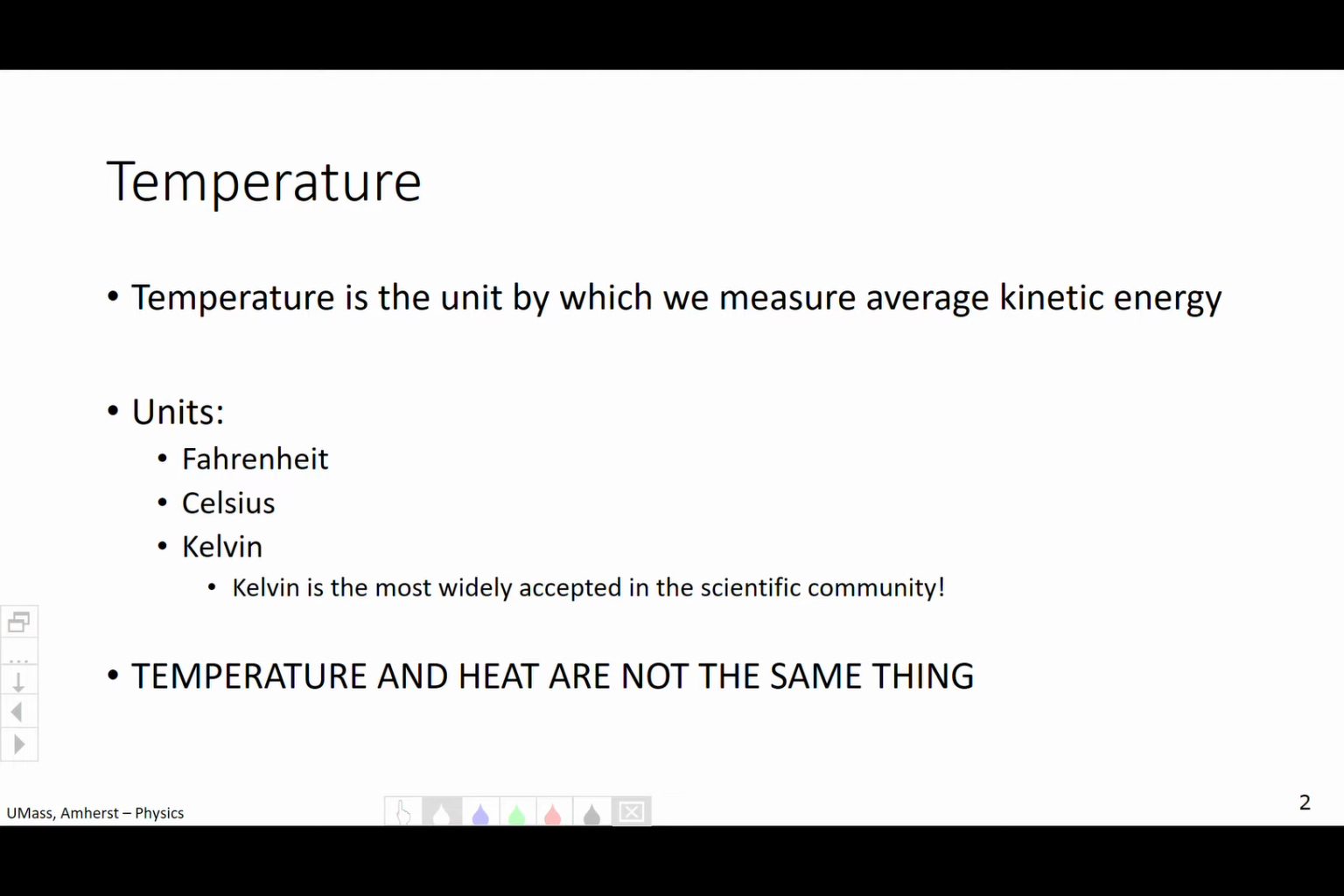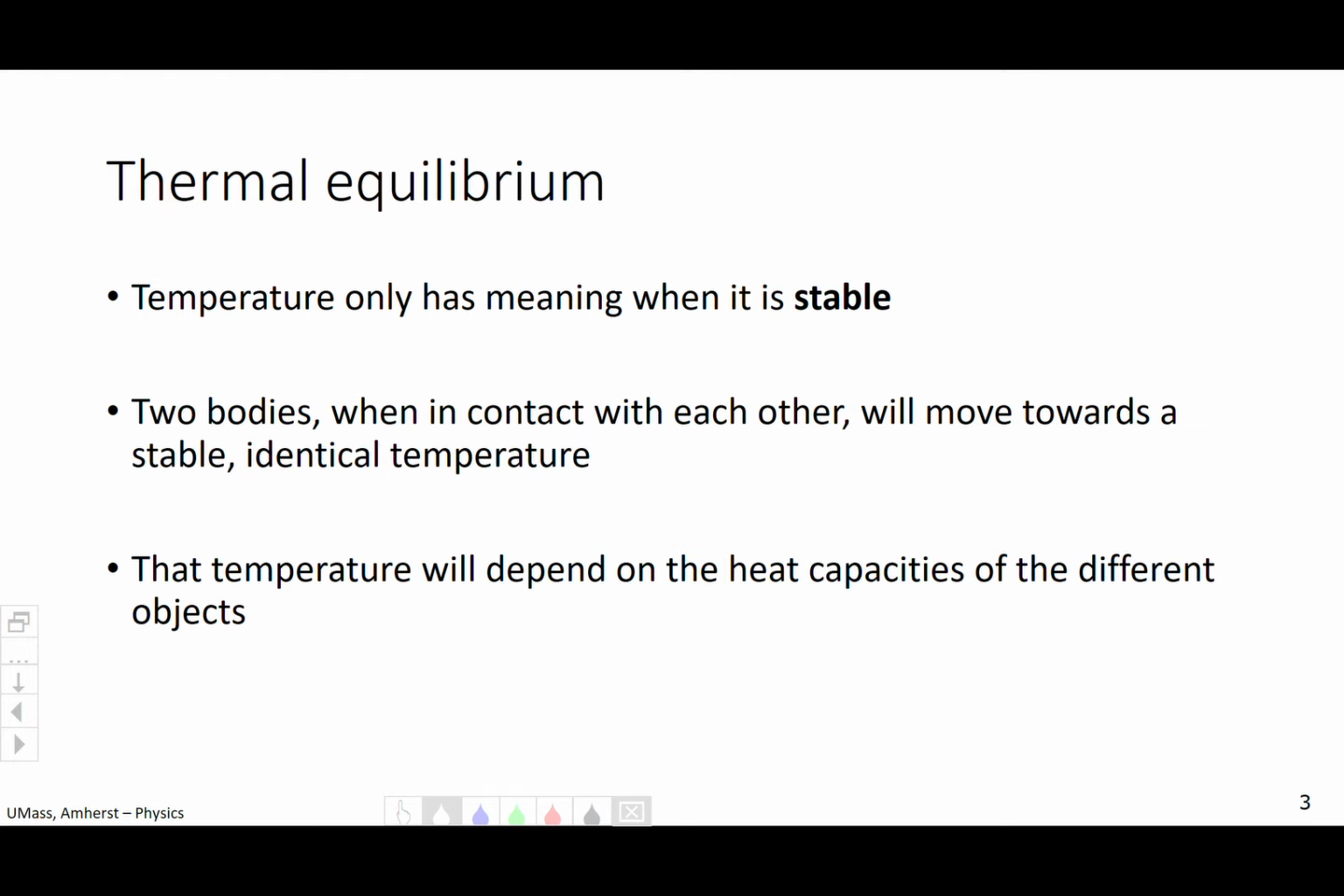So temperature and heat are not the same thing for the physics world. Temperature is a measure of kinetic energy, and heat is the transfer of energy. And we'll see more of that in a minute. So temperature doesn't mean anything if it's not stable across a material. If you have a transfer of heat happening, there might be a temperature differential, so a difference in kinetic energy throughout the sample.